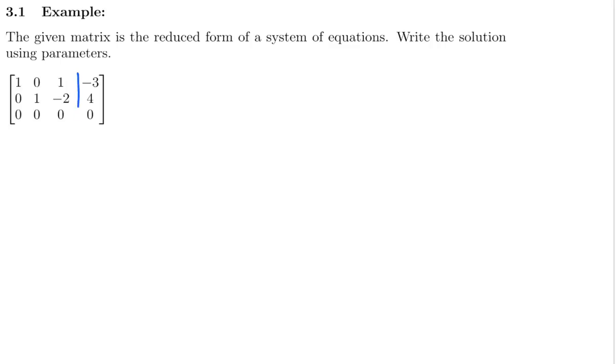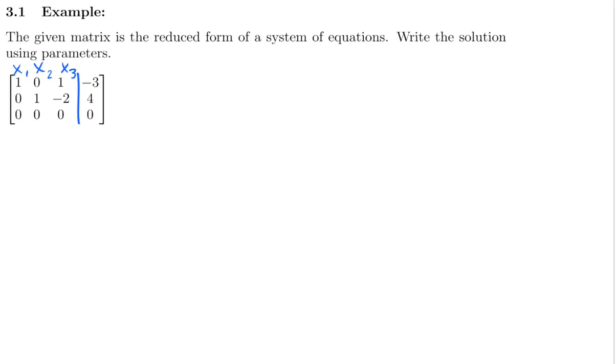We have to use parameters when we write the solution to a dependent system, simply because we need a way to describe what types of points are going to be a solution to our system of equations. So the first thing we want to do is write out each of the equations that the rows give us. Let's determine our variables. Let's call them x1, x2, and x3.